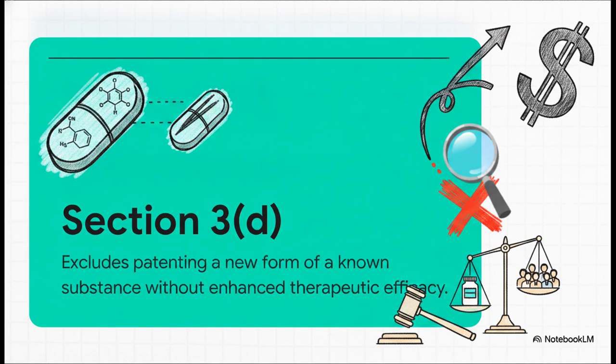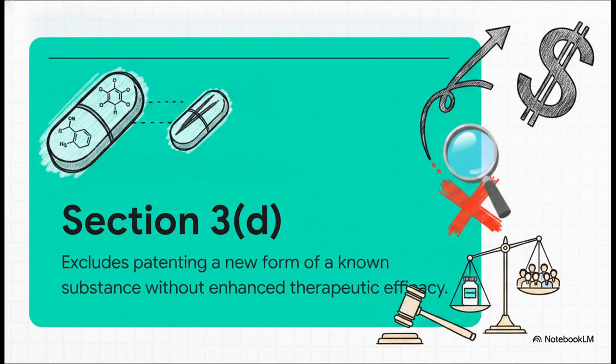Which brings us to the core legal puzzle of this whole case. Section 3D of the Patents Act 1970. What is it? Well, it's a uniquely Indian legal safeguard drafted specifically to prevent a practice known in the pharma world as evergreening. And evergreening is basically when a drug company makes minor, trivial modifications to an existing drug whose patent is about to expire, simply to get a brand new patent and artificially extend their market monopoly. It's like resetting the clock.